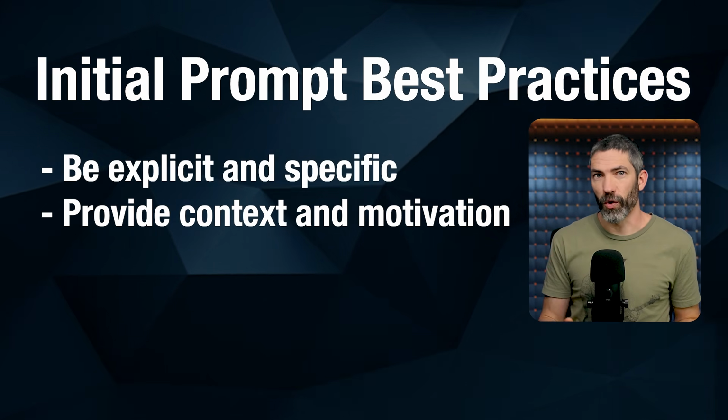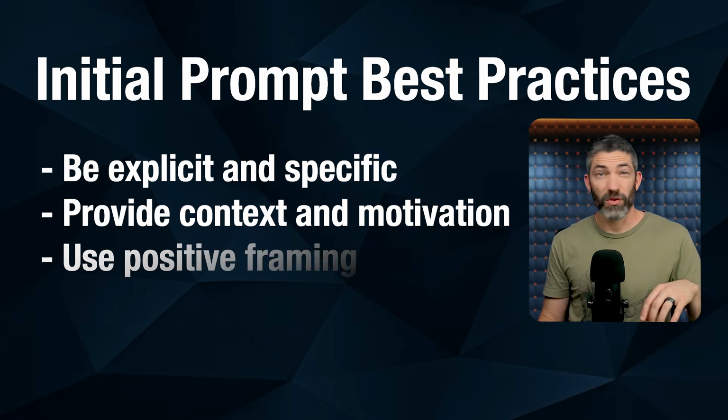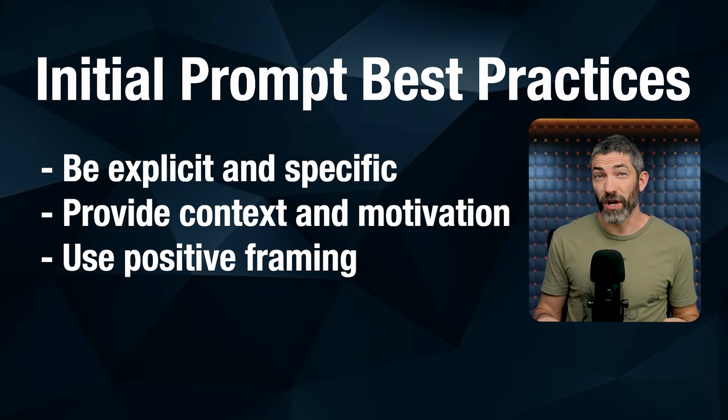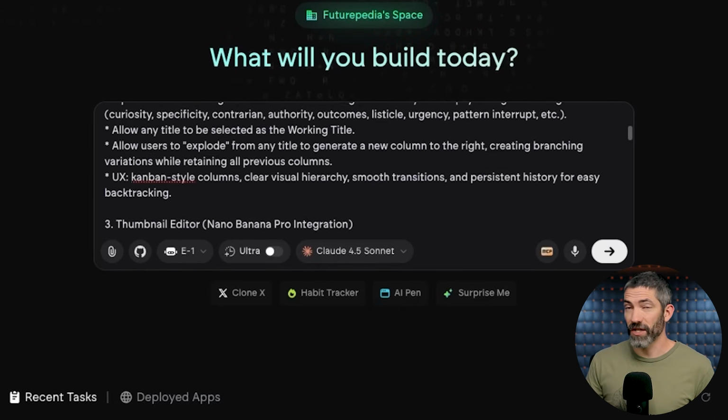Provide context and motivation. Explain why features are important, not just what you want. Like down here in the script critique section, I said the goal is to give honest feedback while retaining the writer's voice and style. Also, use positive framing. Tell the agent what to do instead of what not to do. Like, I don't ask the agent not to do something a single time in this whole prompt.